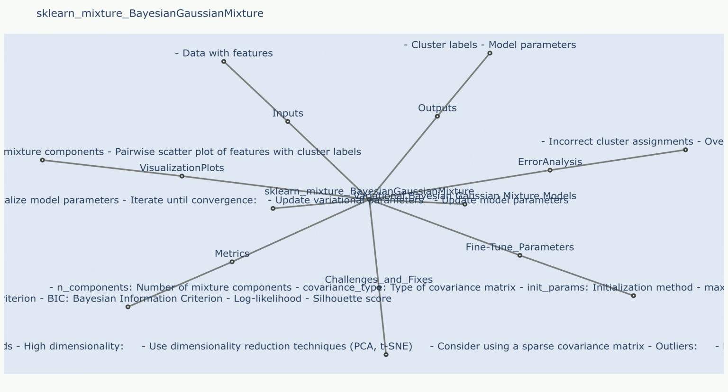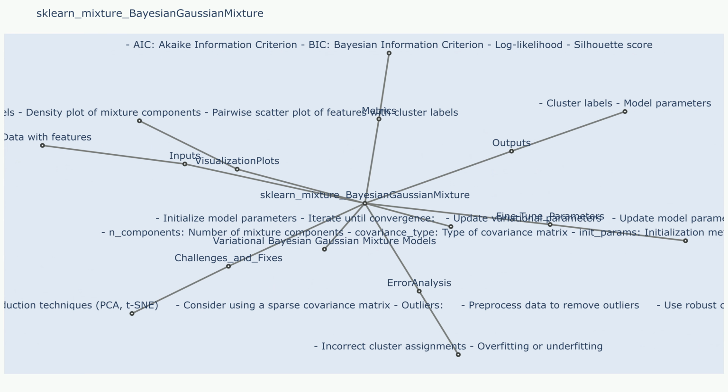component assignments. Bayesian inference: the model uses a Dirichlet process prior to regularize the number of components, preventing overfitting. The prior encourages sparsity in the model, effectively selecting the optimal number of components.